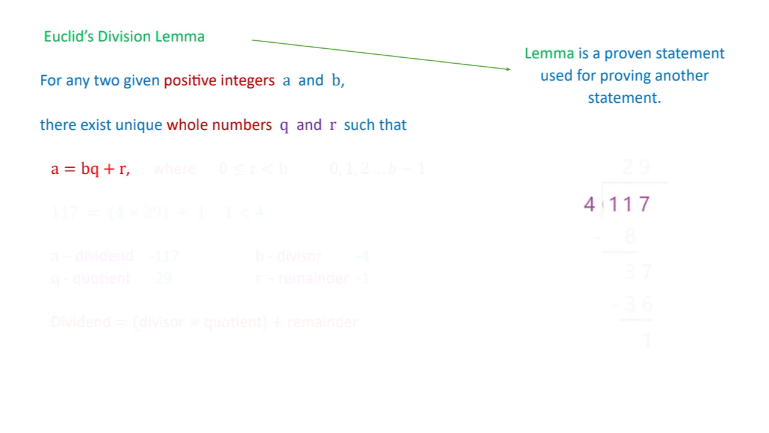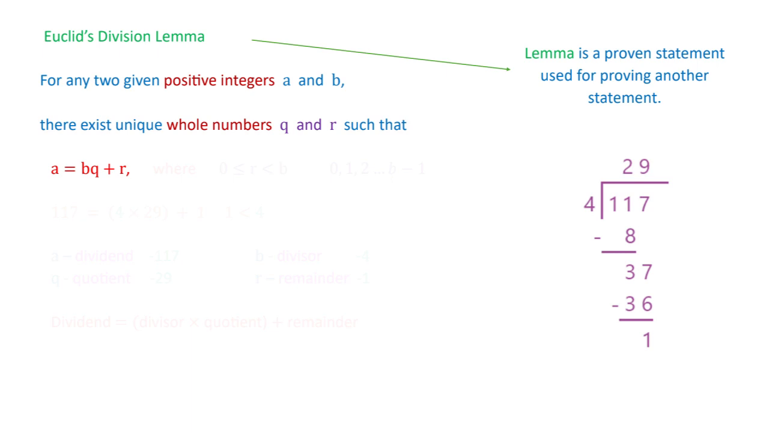If we divide 117 by 4, what we get is 4 times 2 is 8. On subtracting this value, we get the remainder 3. Then we have 4 9s are 36. The remainder we are left with over here is 1. So these two numbers q and r, in this case, are 29 and 1.